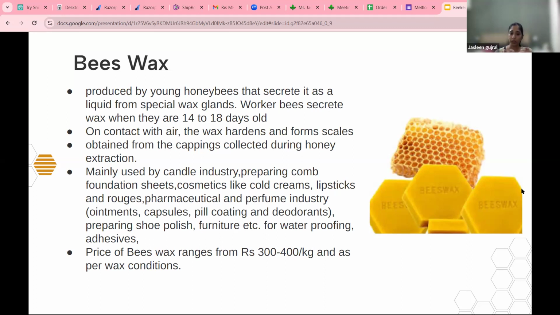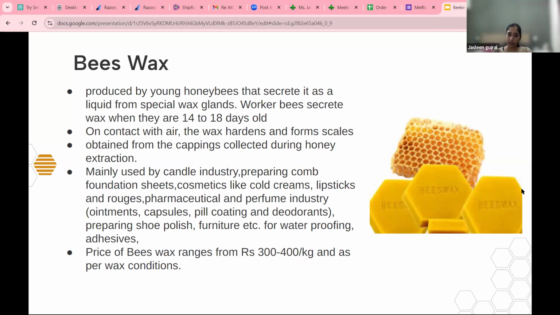It is obtained from the cappings collected during honey extraction. So if you want the beeswax, you get it during the honey extraction. You can unseal the honeycomb by cutting the wax with a knife. You get the wax which is removed from the hive. That is the beeswax. You can just melt it in the water and then strain it. The remaining portion will be the beeswax.